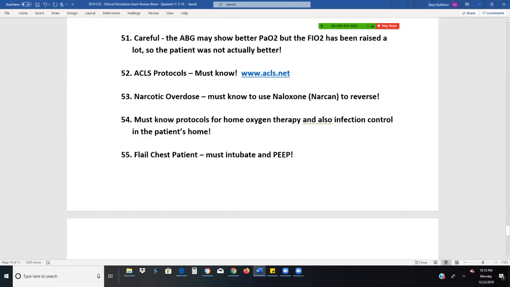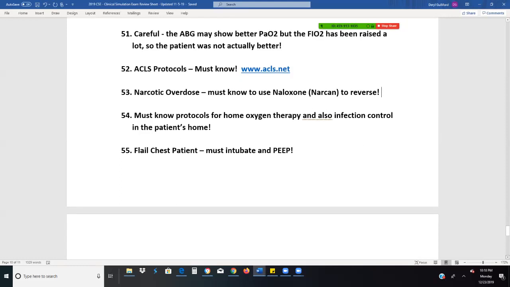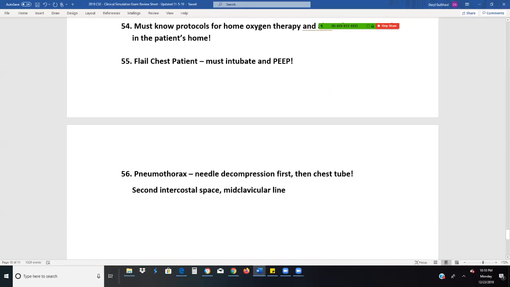You must know the protocols for home oxygen and infection control. Flail chest, you must intubate the patient and use PEEP. Flail chest, must intubate and use PEEP. Oh, pneumothorax, this is so important. At the hospital, you may see a chest tube put in immediately for a pneumothorax, but for the test, we do needle decompression first and then place a chest tube. The needle goes at the second intercostal space, mid-clavicular line.